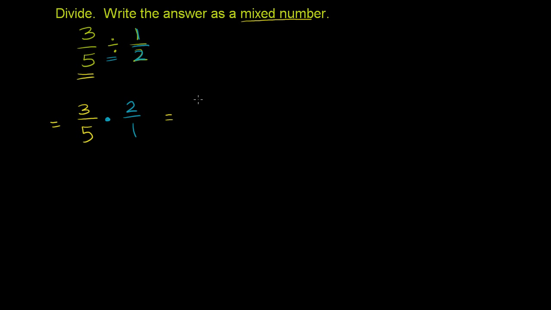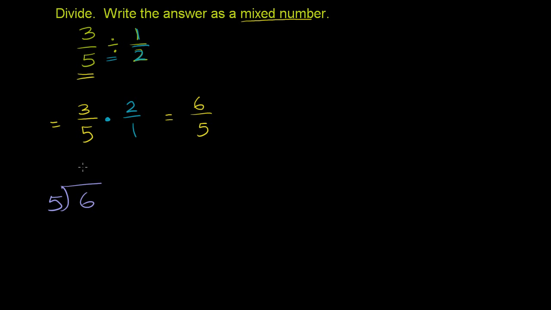3 times 2 is 6, so our new numerator is 6. 5 times 1 is 5. So 3/5 divided by 1/2 as an improper fraction is 6/5. Now, they want us to write it as a mixed number. So we divide the 5 into the 6, figure out how many times it goes. That'll be the whole number part of the mixed number. And then whatever's left over will be the remaining numerator, over 5.